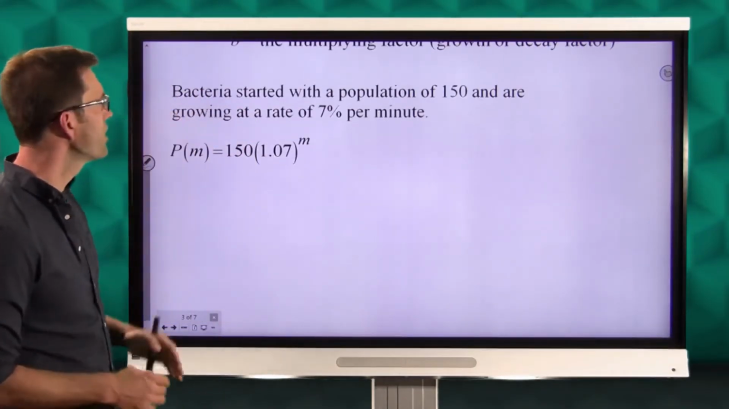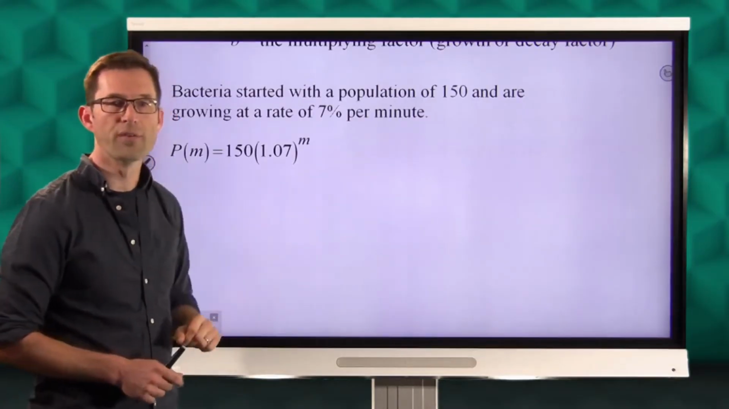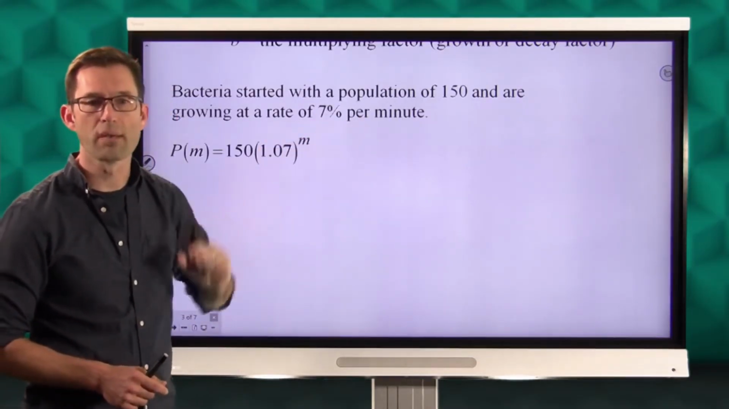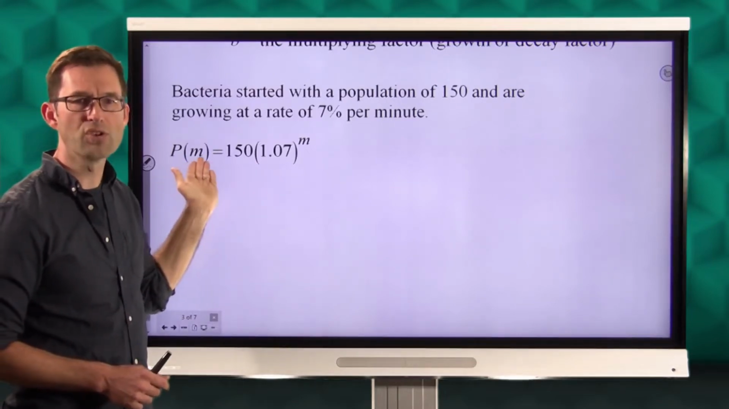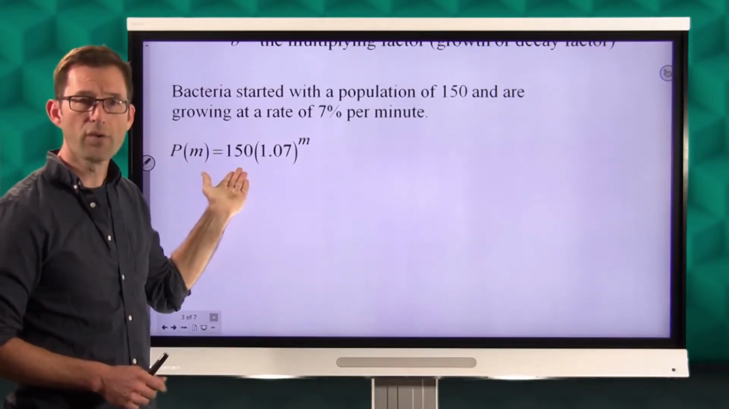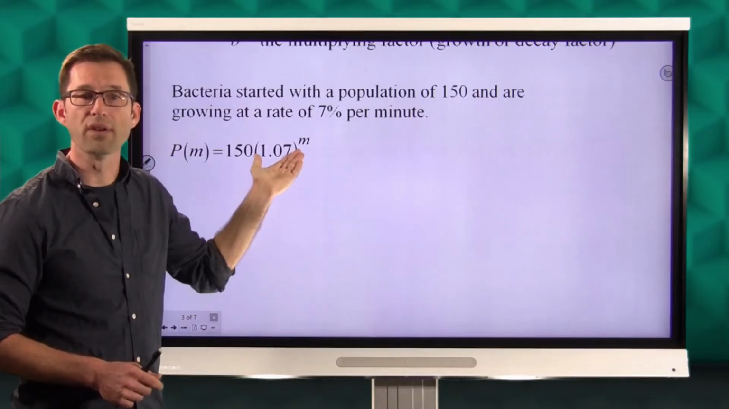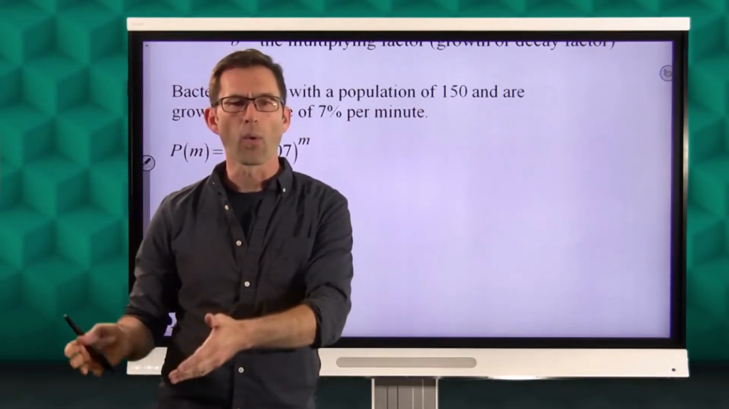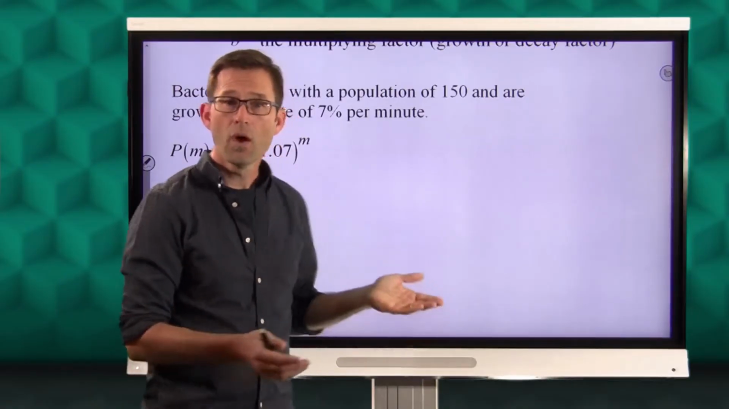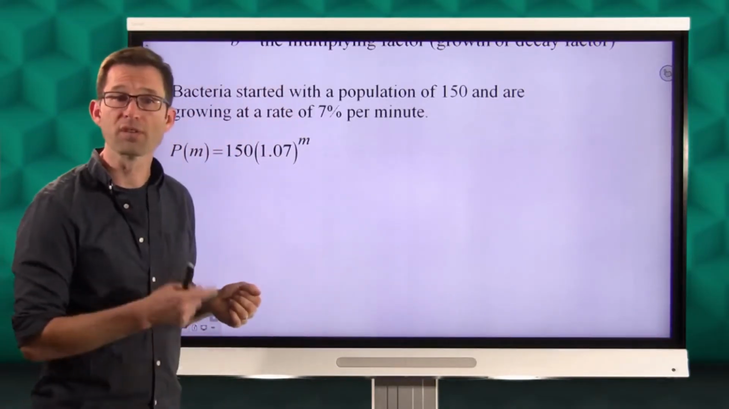If we had bacteria that were starting with a population of 150 and growing at a rate of 7% per minute, we could model this very quickly as the population as a function of minutes is 150 times 1.07 to the m. But let's say that we wanted this model in terms of hours instead of minutes. Well, it's very easy to form in terms of minutes.